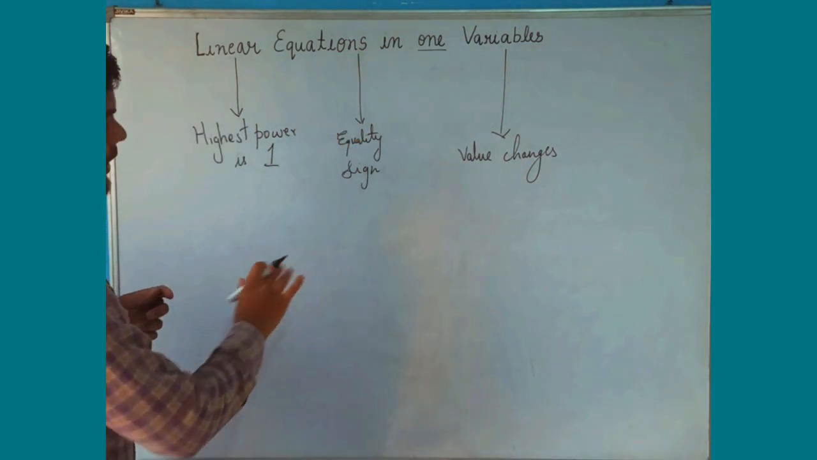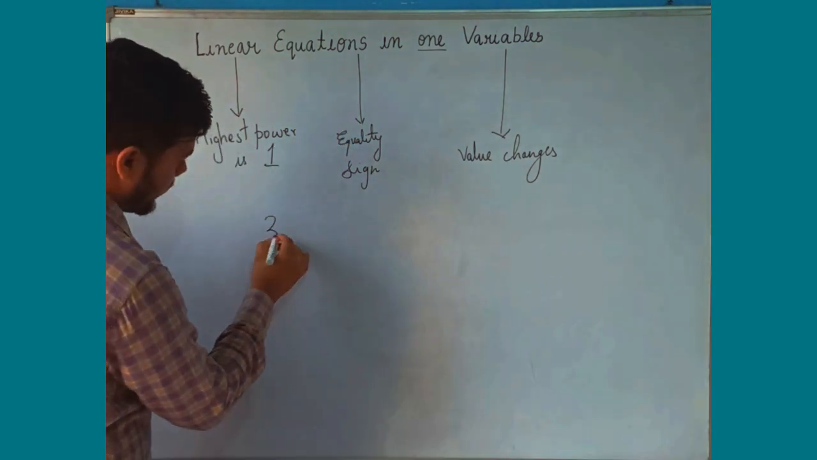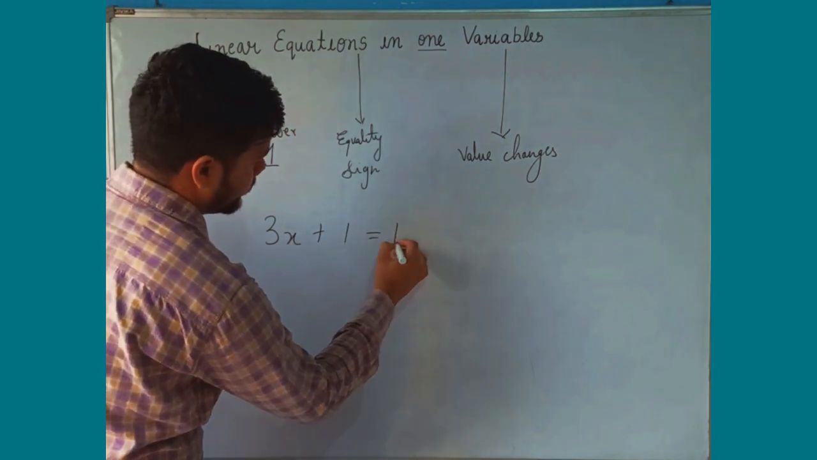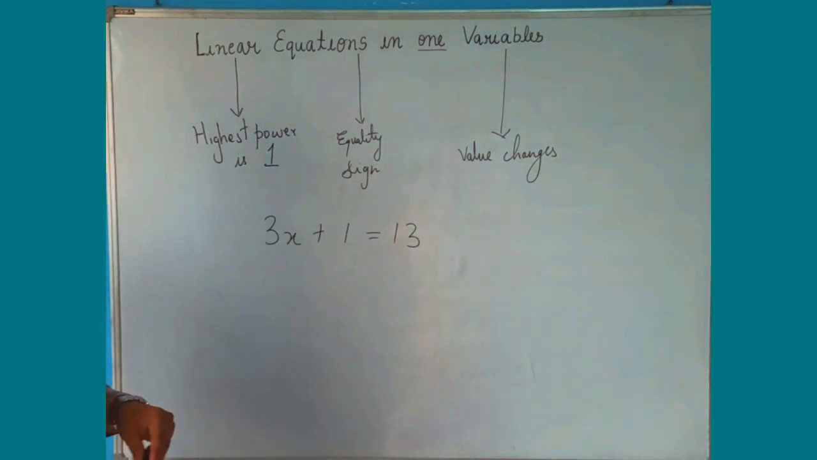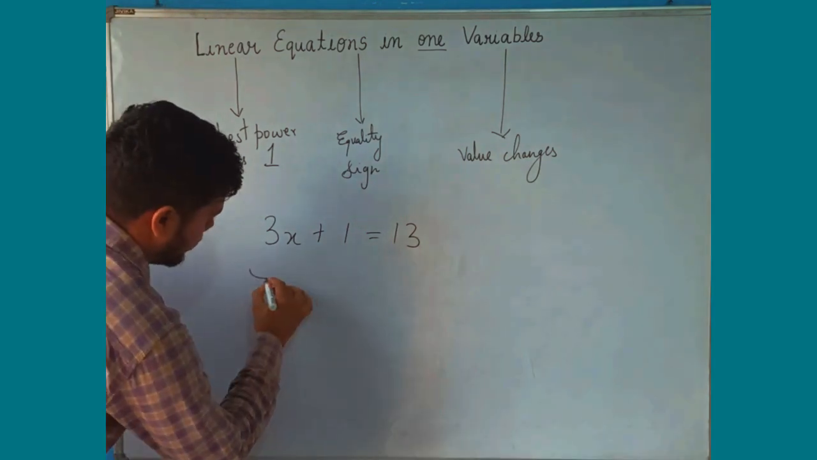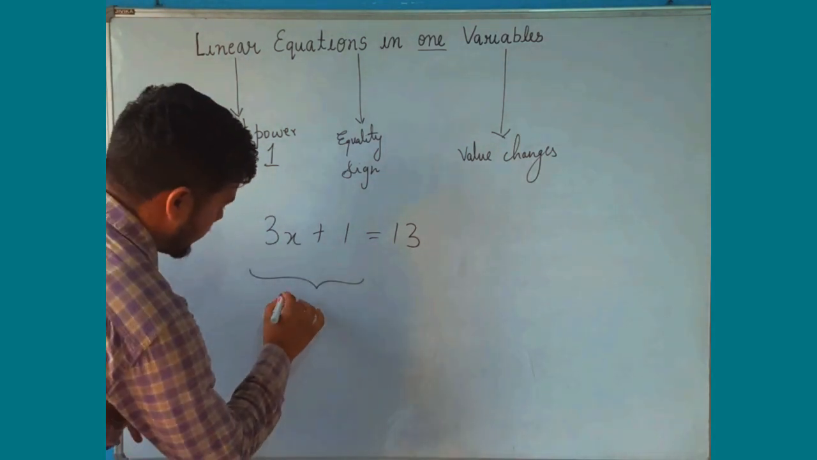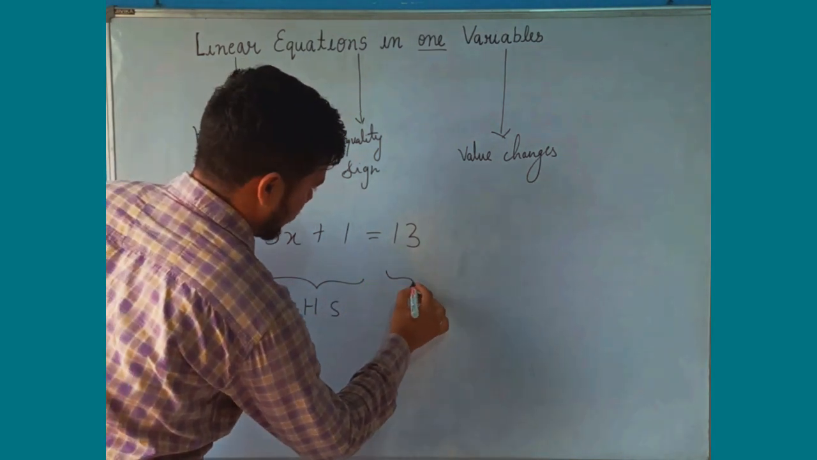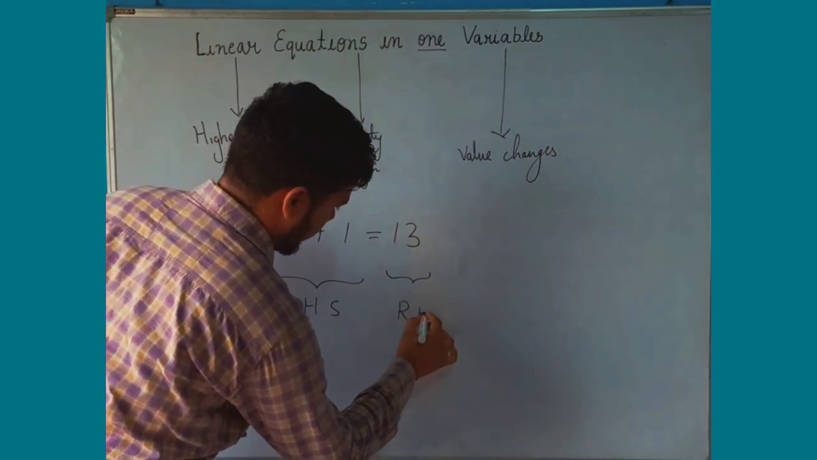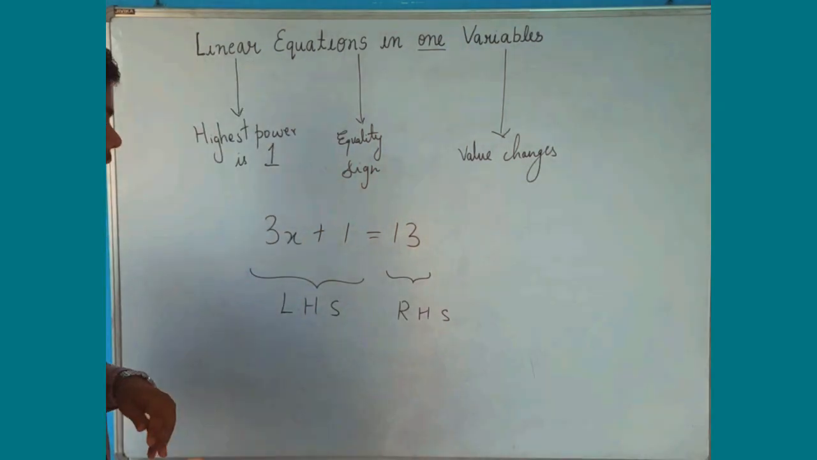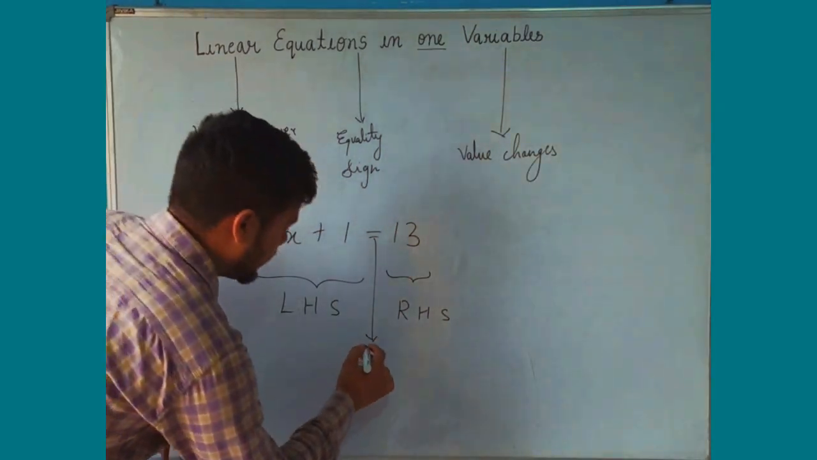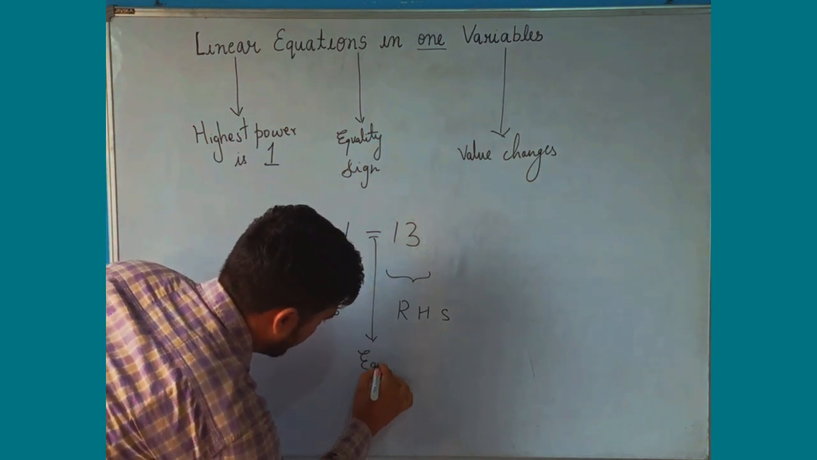So I'll just give you an example here. Let me just write here saying that 3x plus 1 is equal to 13. In this there is something called as left hand side, LHS. This part is my RHS, that is right hand side, and this is equal to sign. This equal to sign is your sign of equality.